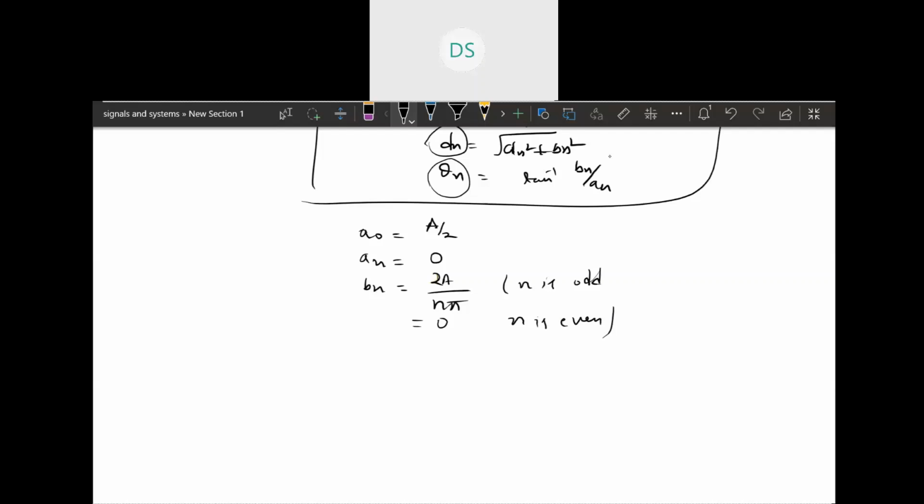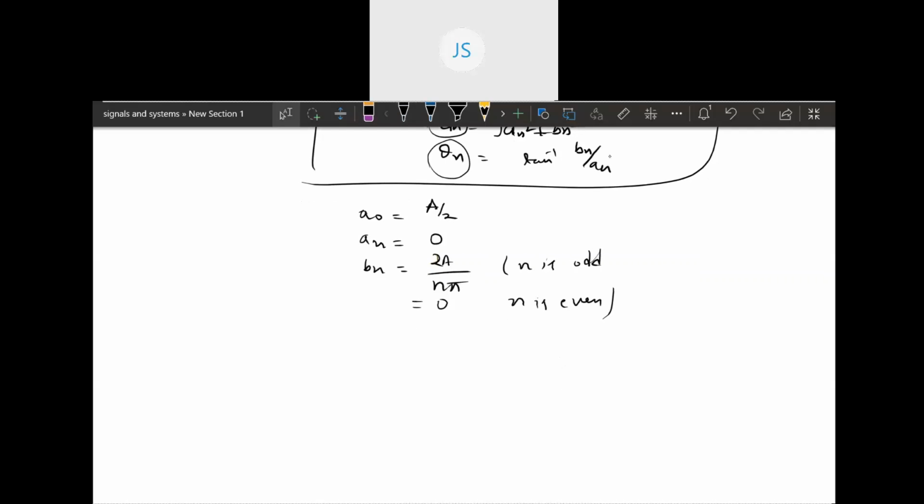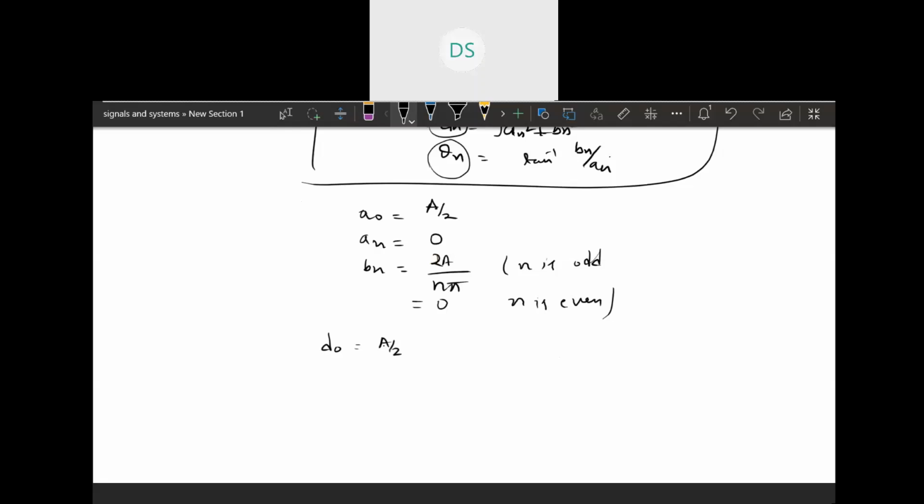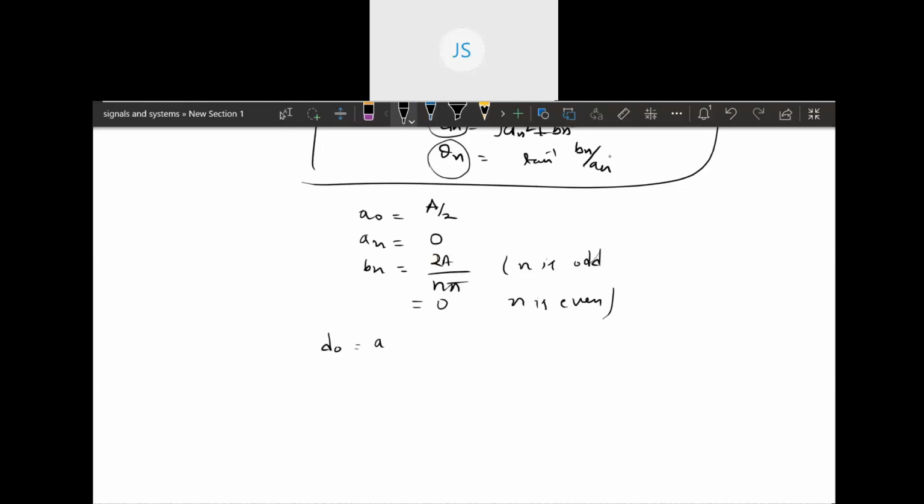Okay, so now you have all these factors, you have a naught and you have an and you have bn, so that from this one you can find out d naught is equal to a naught, means it is simply again a. d naught is equal to a naught, and this value is equal to how much?